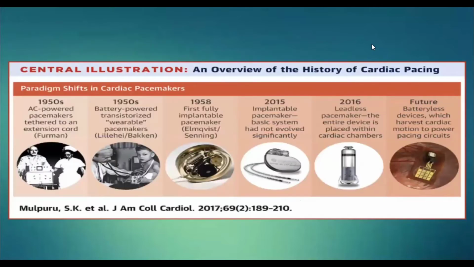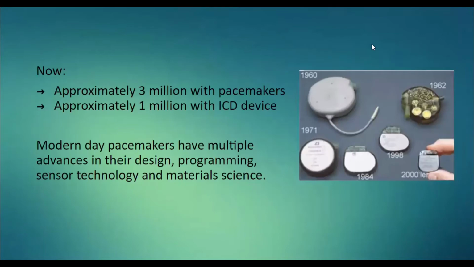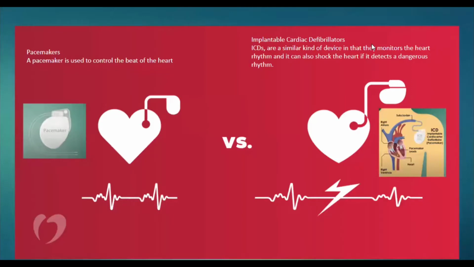And this is an overview history of cardiac pacing. In the 1950s, there were some studies and the first implementation was done in 1958. Others are newer and future studies, which will be talked about in this presentation later. Now approximately 3 million patients live with a pacemaker and 1 million with an ICD device. So what's an ICD device? It's an acronym for implantable cardiac defibrillator and is actually very similar to a pacemaker, but it has some additional functions, like it shocks the heart if it detects a dangerous rhythm.